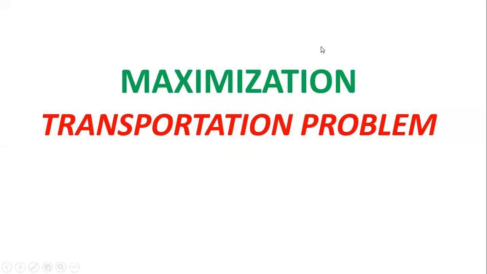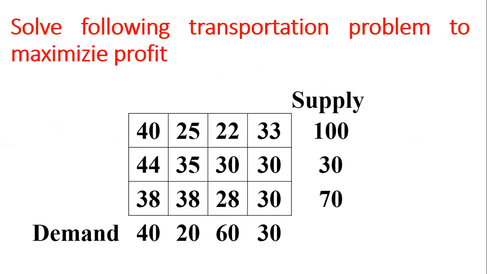Hello students, today the topic is the maximization transportation problem. So we have to find the maximum profit. See the problem: find the optimum solution to maximize profit. The given problem is a profit problem, so you have to find the maximization. This is a maximization problem, so convert it into a minimization one. Then only we can start the procedure.